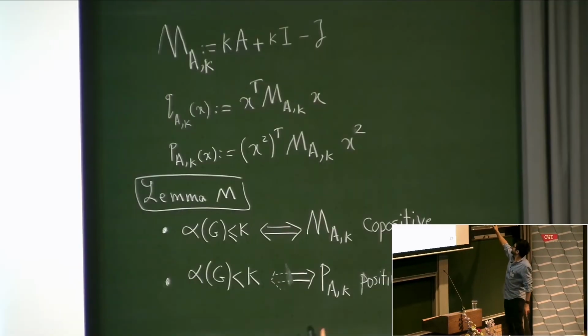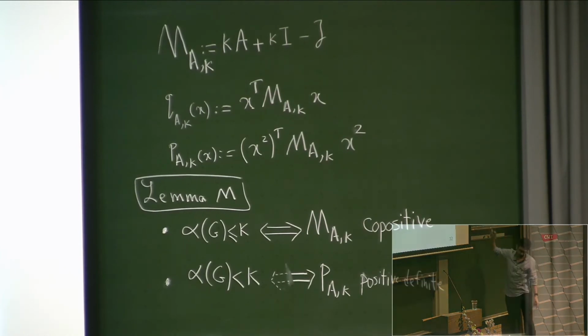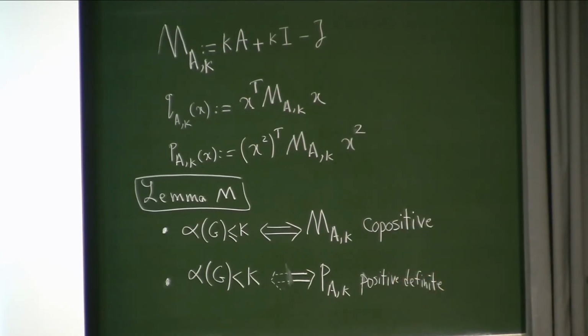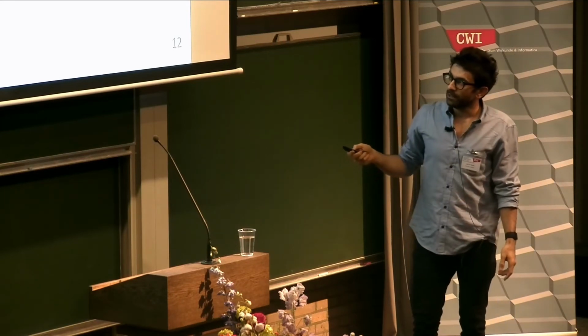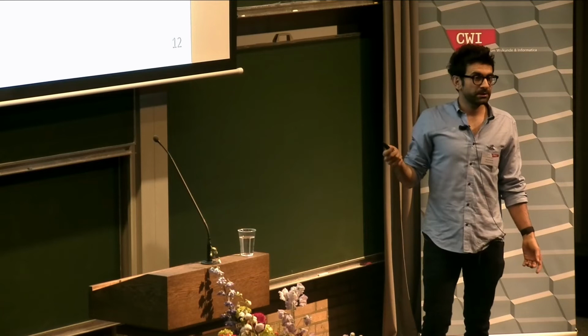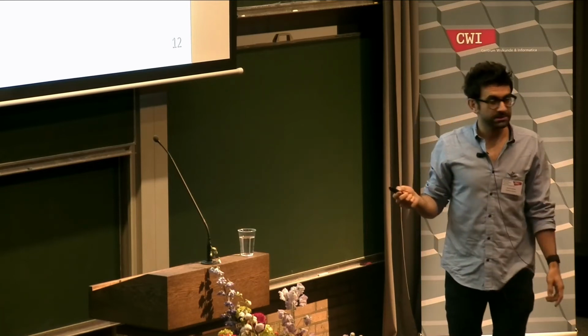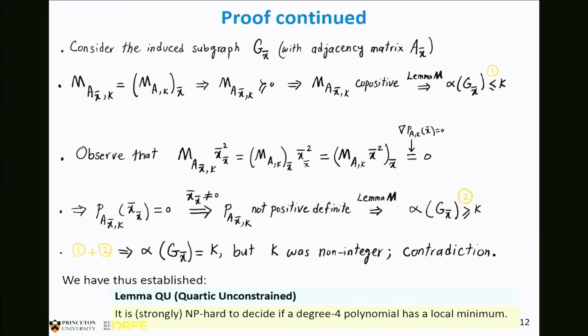And one last time by this lemma, the contrapositive, I have that alpha of this smaller graph is more than or equal to k. So the opposite inequality. You can probably see the contradiction. So this has to be equal to k, but k was not an integer, and the stability number is an integer. Right? So that's a contradiction. So what did we establish? We succeeded in proving lemma QU, quartic unconstrained. So if you have a quartic polynomial, it is NP-hard to test if there is a local min.